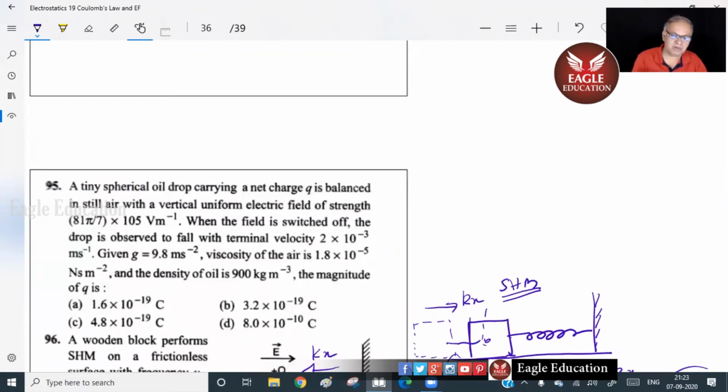But let me tell you without all that, a tiny spherical drop carrying a net charge Q is balanced in still air with a vertical uniform electric field of strength so much. Here viscosity of air is also given. But force of buoyancy, probably we need to ignore. Let us see. A tiny spherical oil drop.